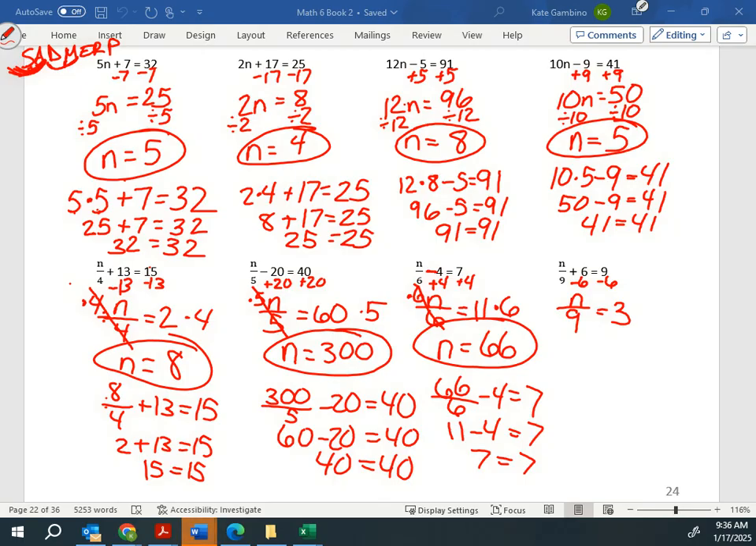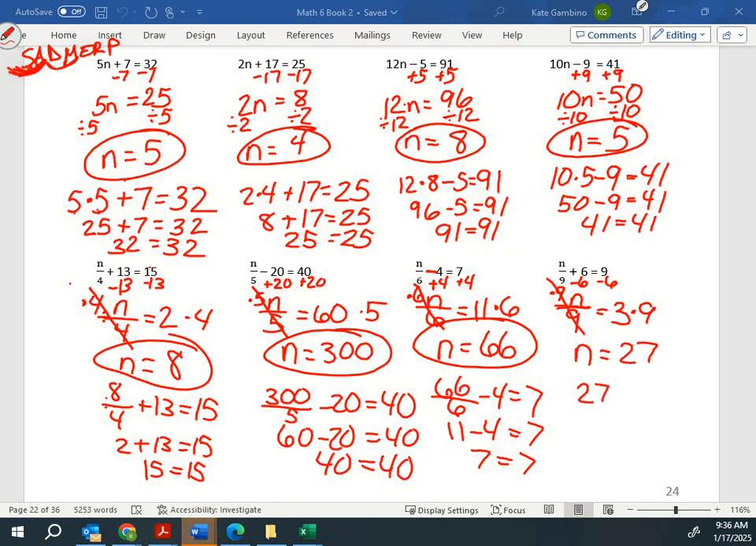What's my next step? Charlie? Multiply 9 times 3. Good catch. We are dividing here, so we're going to multiply by that 9. We want to be able to get that down to the 1. 9 divided by 9 is 1. 3 times 9 is 27.